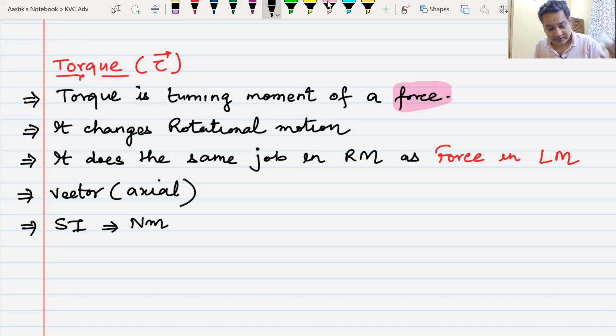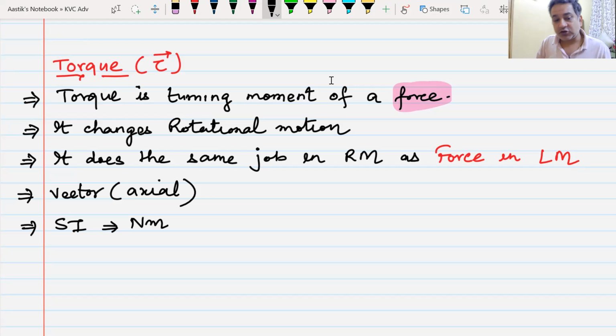Please remember, whatever we have done in linear motion, same things are going to come in rotational motion. There was displacement; here it was angular displacement. There it was velocity or linear velocity or tangential velocity; here it was angular velocity. There was acceleration; here it was angular acceleration. There was force; here it is torque. There was mass; here it is moment of inertia. Same. Does it take rocket science to understand this? No, it does not take rocket science to understand this. I can tell you that answer. Torque, turning moment of a force.